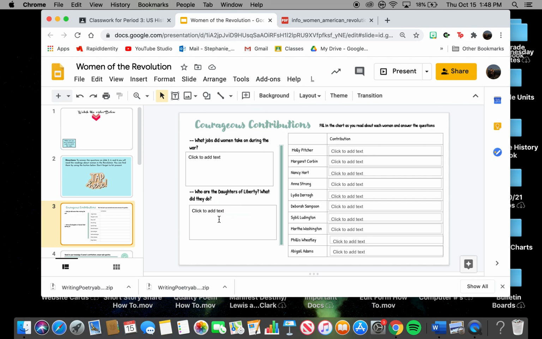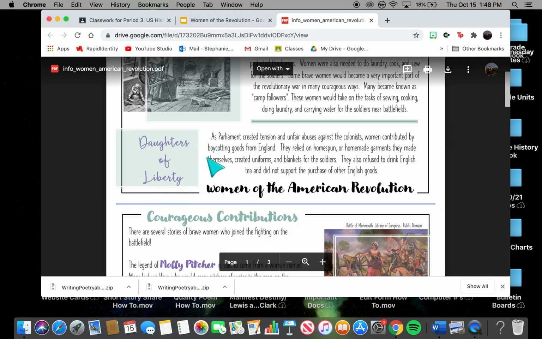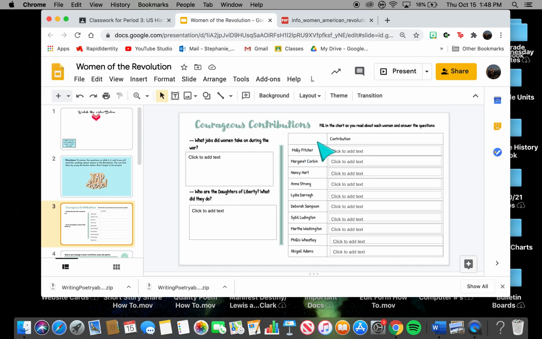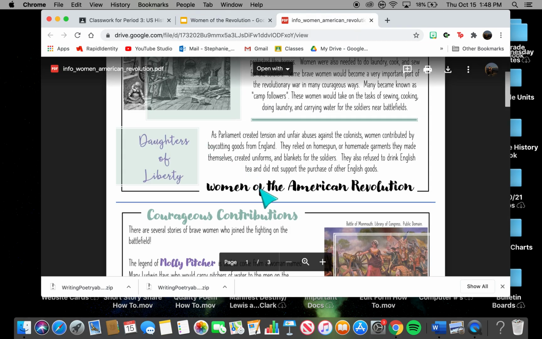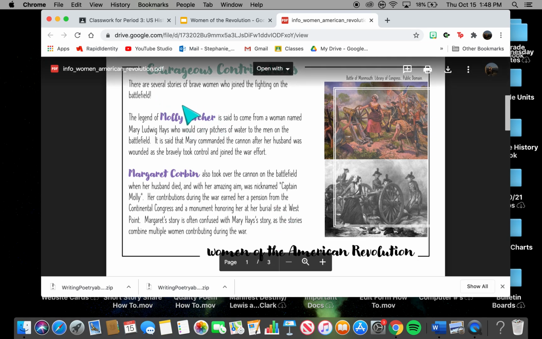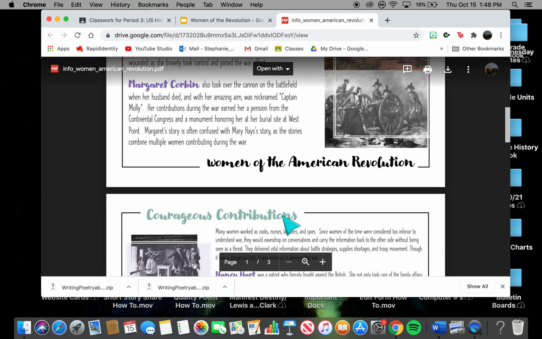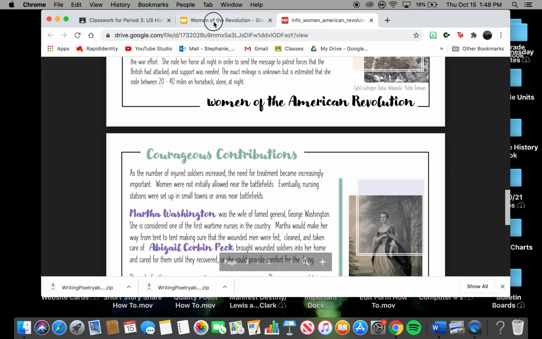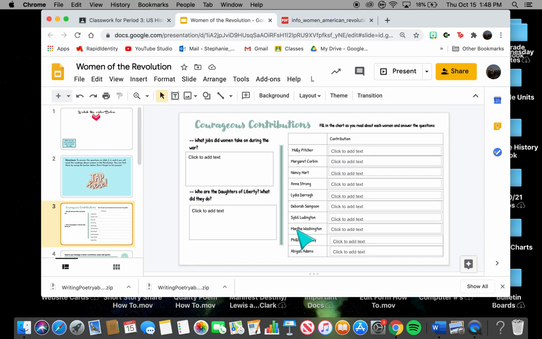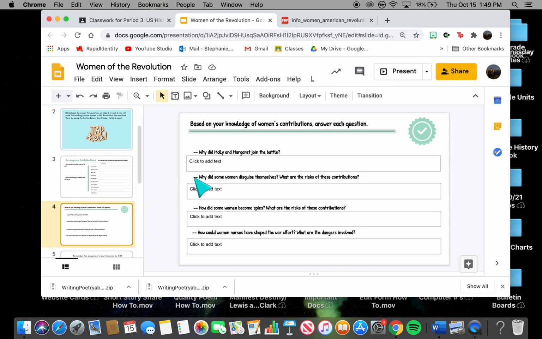Who are the Daughters of Liberty and what did they do? Again, here you go. Daughters of Liberty tells you right here what they did. Then once you're done with that, you're going to fill out this chart. So you're going to tell me what each of these people contributed during the Revolutionary War. And again, you get that information by just reading through. You can see the names are in the purple. They're pretty easy to find, but you just glide through and find the information. It doesn't give you a lot of space, so just get to the point when it comes to the contribution. You don't have to explain it in a lot of detail.